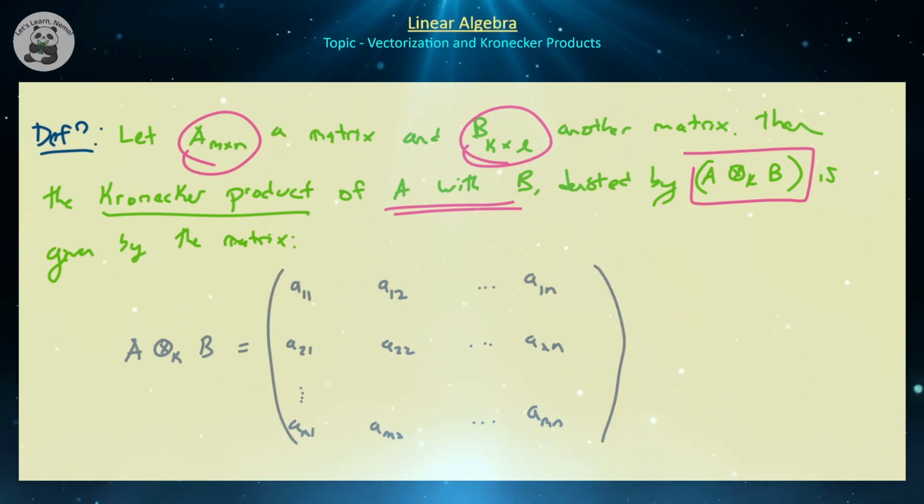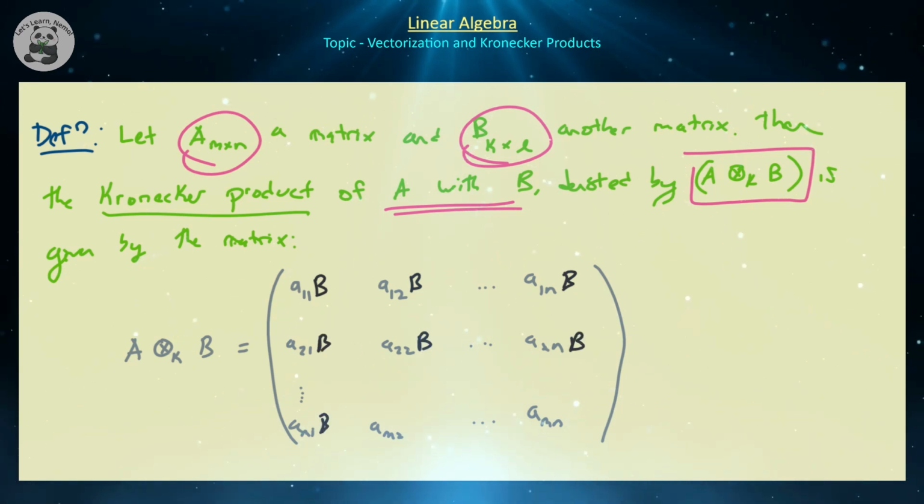And what the Kronecker product does is it multiplies each of these scalars by your matrix B. So B there, B there, B there, and so on for each entry. So this is the Kronecker product of A with matrix B.